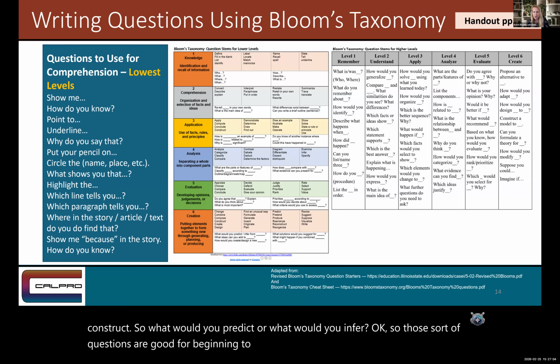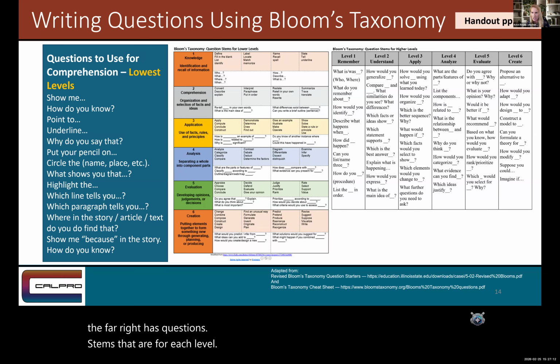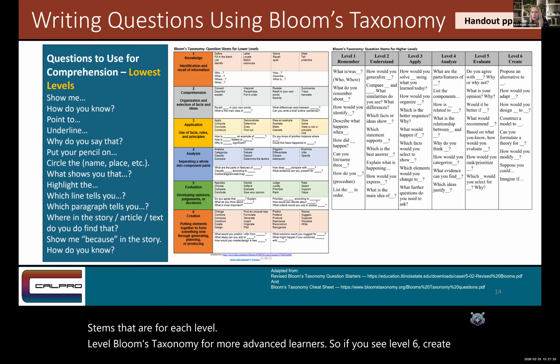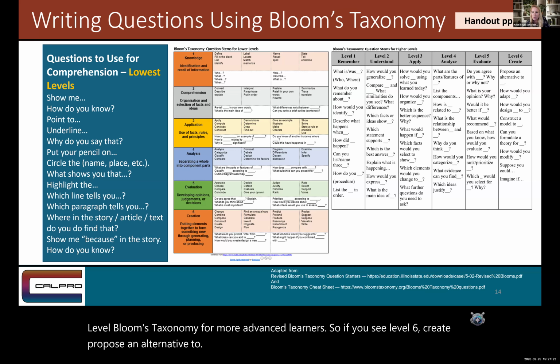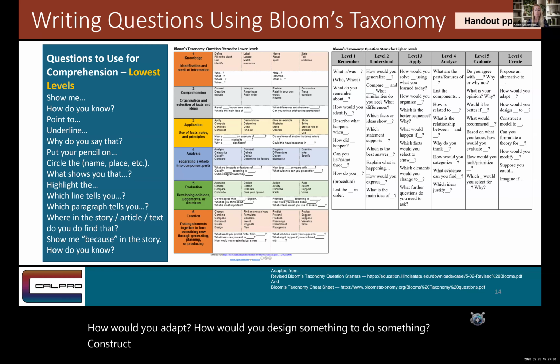And then the list on the far right has question stems for each level of Bloom's taxonomy for more advanced learners. So if you see level 6, create: propose an alternative to, how would you adapt? How would you design something to do something, construct a model, and so on? So that's really getting students to create with the knowledge that they've gained from reading texts.